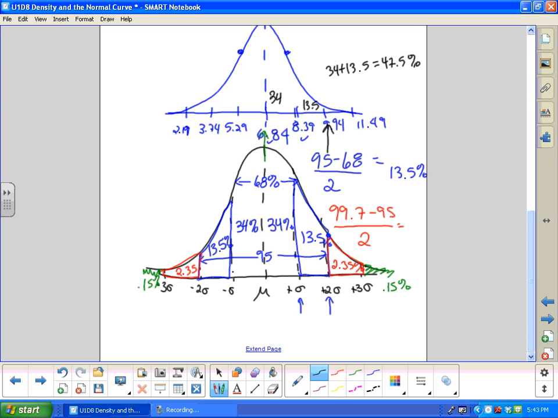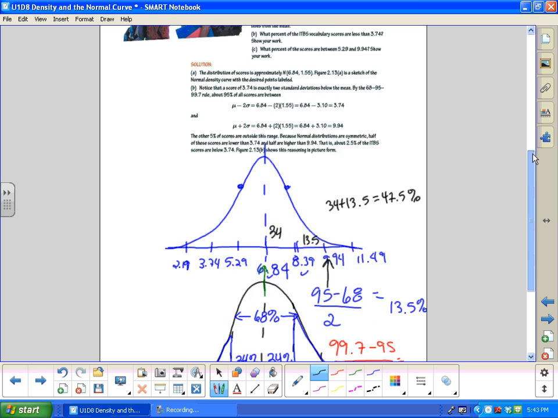Now, there are lots of ways you can be intuitive about this. There are lots of ways you can come up with these areas, either using this table that I've just given you or using the empirical rule, the 68, 95, 99.7 rule. It doesn't matter to me how you want to do it. Let's look at this example and see how they do it.